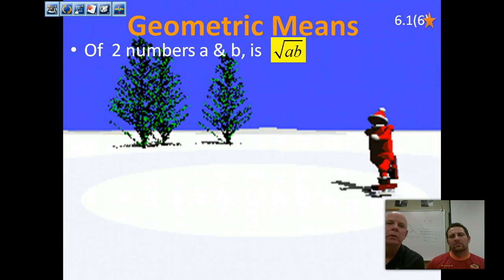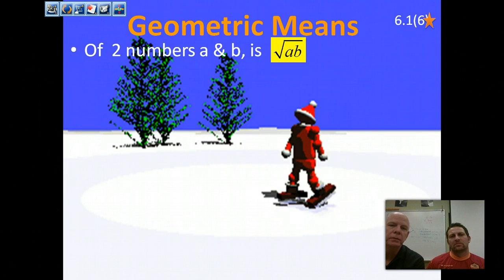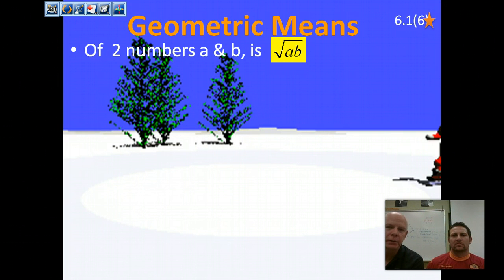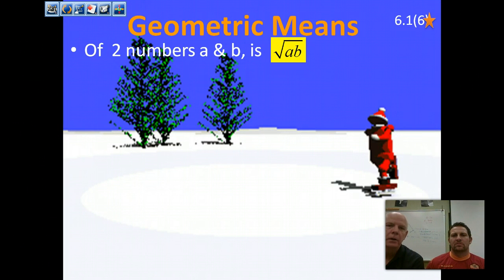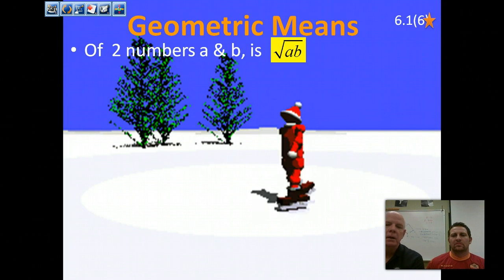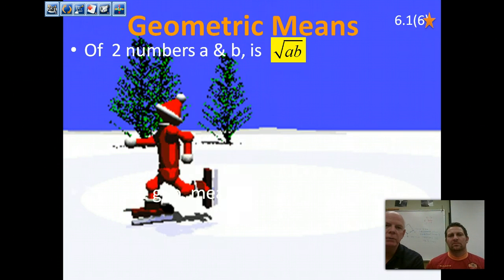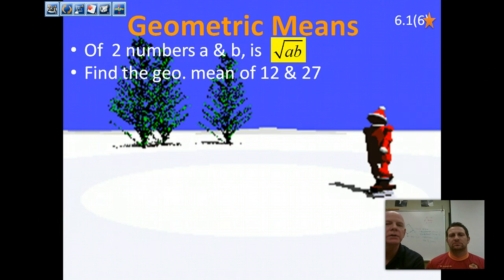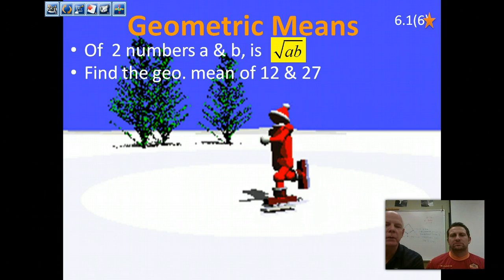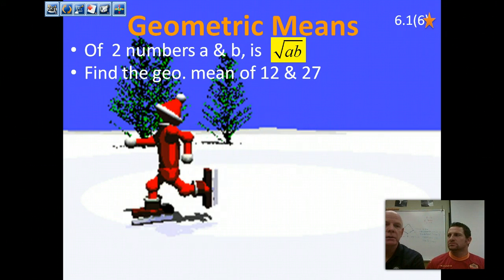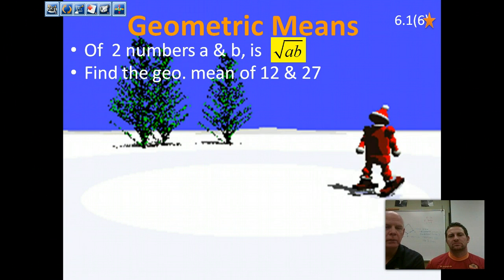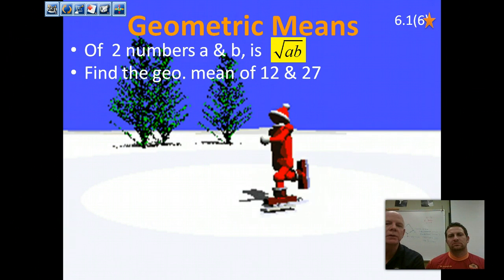So, as it says here, the geometric mean of two numbers, a and b, is the square root of a times b. Called the geometric mean. Arithmetic mean is the average. The geometric mean is something different. And we'll look at examples later of exactly what the geometric mean tells us. So here's our example here. Find the geometric mean of two specific numbers, 12 and 27.